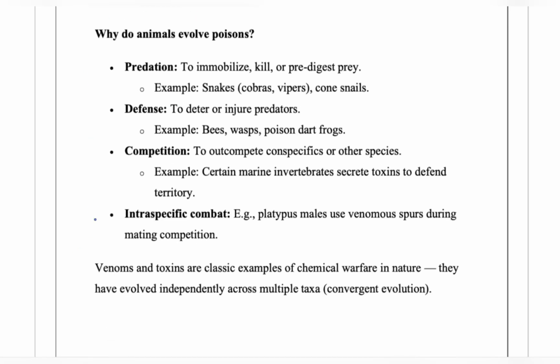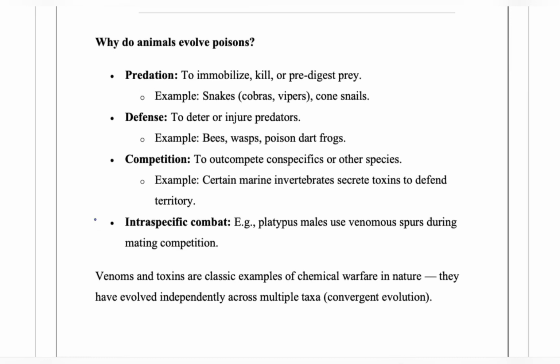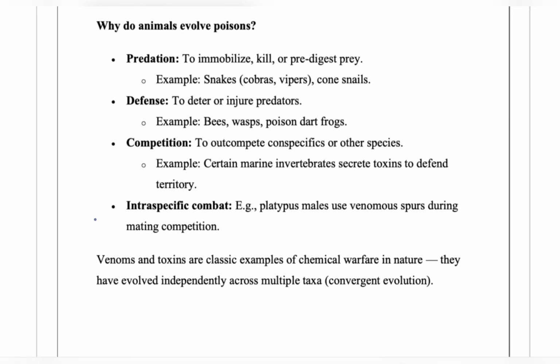Now why do animals, not people, evolve poison, even though people have more poison than animals, but let's not talk about that. So why do animals evolve poison? Why do they have poison? I already told you, defense is very very important, to basically sustain in the ecosystem, then predation to get the food, competition to overcome competition, and sometimes intraspecific combat.